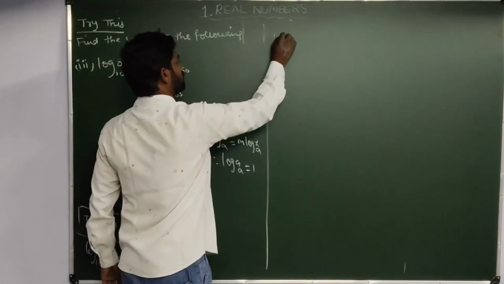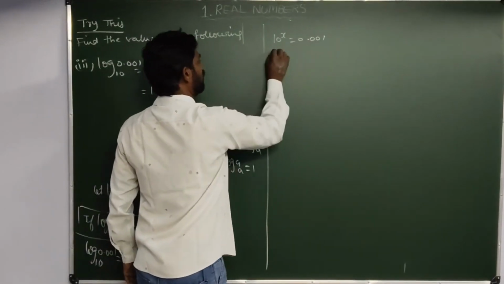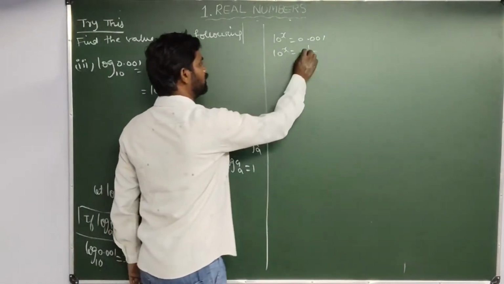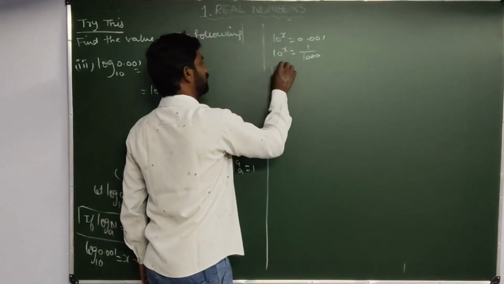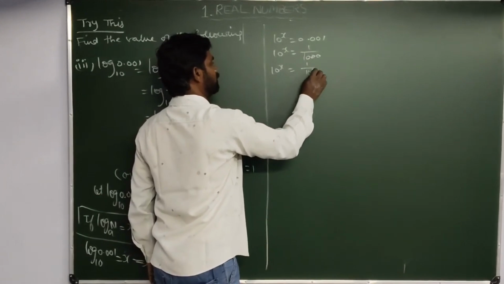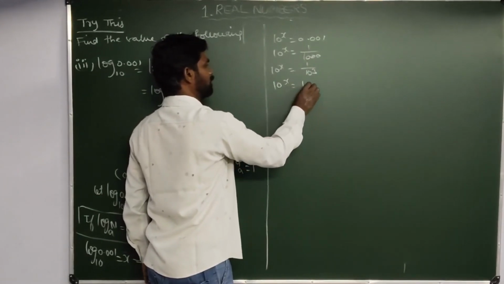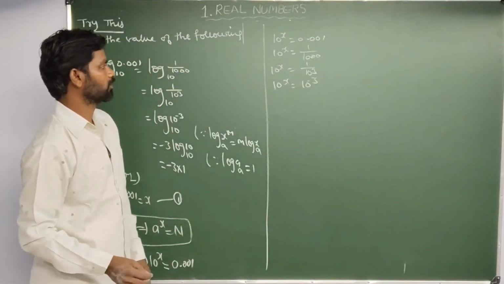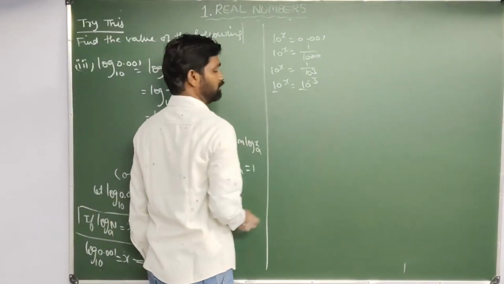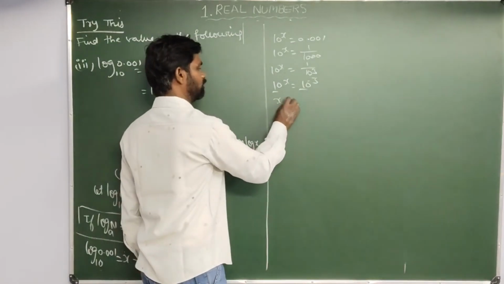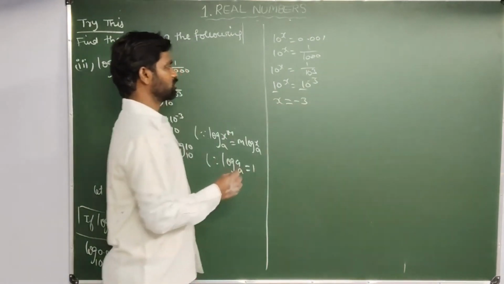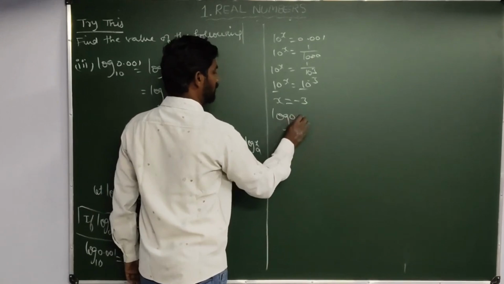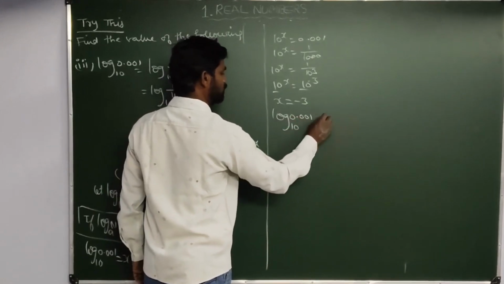So 10 power x is equal to 0.001, or 10 power x is equal to, write in p by q form, 1 by 1000. So 10 power x is equal to 1 by 10 cube, or 1 by 10 cube is equal to 10 power minus 3. Now we have written 1 by 10 cube in the numerator form, that is 10 power minus 3. Your bases are the same, therefore their powers must be equal. x is equal to minus 3. Hence we can say that log 0.001 base 10 is equal to minus 3.